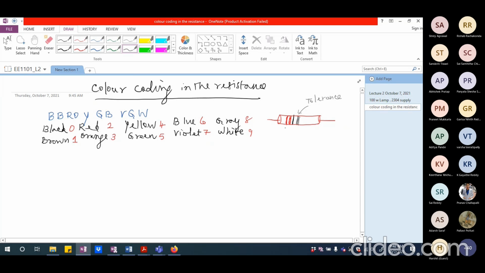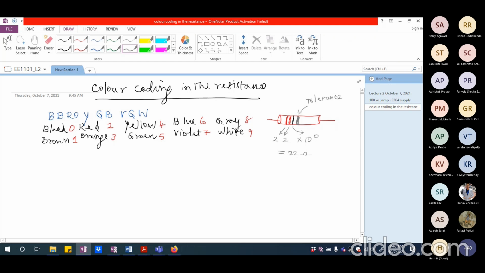So in this particular case, this is corresponding to 2, this is also corresponding to 2, and this is indicative of just before the tolerance ring, whatever is there, it is 10 power that particular ring's color. So if it is black, it is 10 power 0. So this is 22 ohm. Had it been orange rather than black, then it will be 22 multiplied by 10 power 3, which indicates 22K, 22 kilo ohms.